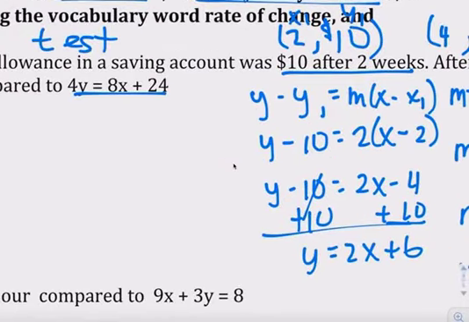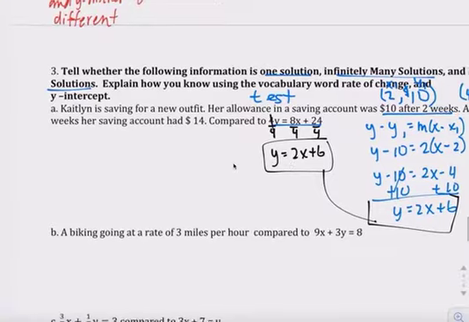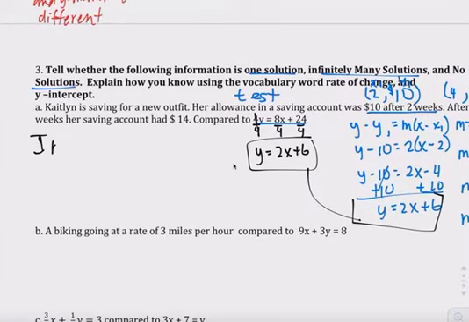Compared to this, we need to solve this. This will be on your test. Divide by 4, divide by 4. x is on the right side already, y by itself, you get 2x plus 6. Hey, look, it's the exact same line. This is called infinite solution.